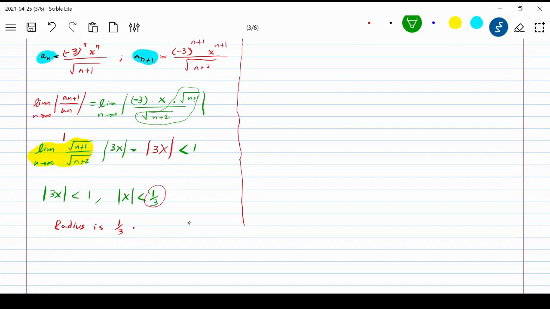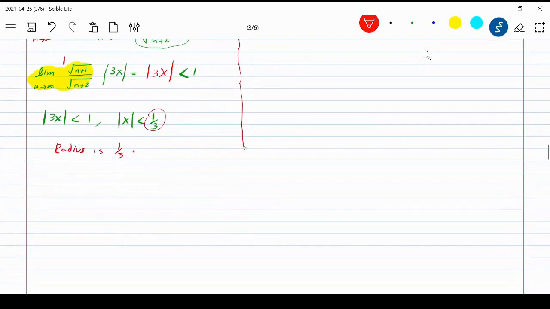And how about the interval of convergence? Now here is the important part. Scroll down a bit more. Okay, so the interval would be |x| less than 1/3, that is, x between -1/3 and 1/3. This is how you write the absolute value. Or you can write it as x is in (-1/3, 1/3).